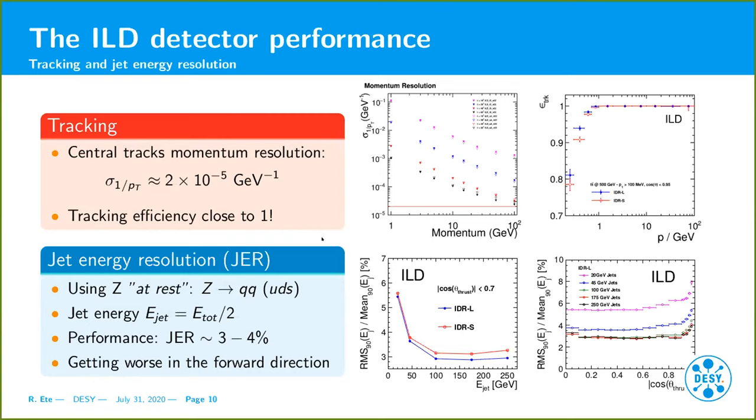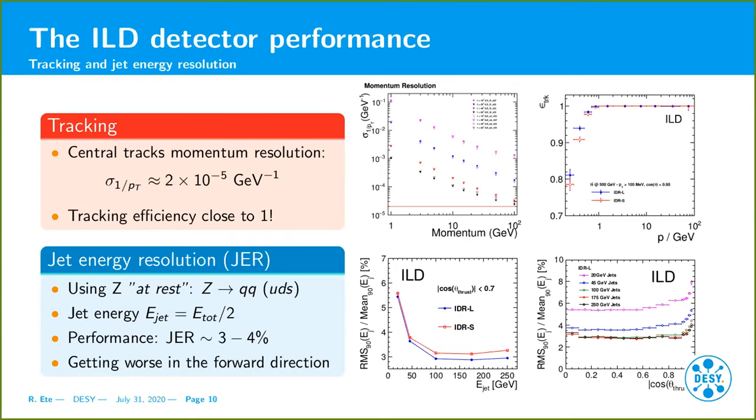For the jet energy, this is the second thing we usually look at for the detector performance. We use specific samples, which are what we call Z at rest, basically Z without any kinematic energy, just decaying there with UDS jets back to back. And what we do is that we compute the total energy and divide it by 2. It's basically what we estimate as the jet energy for the detector performance.